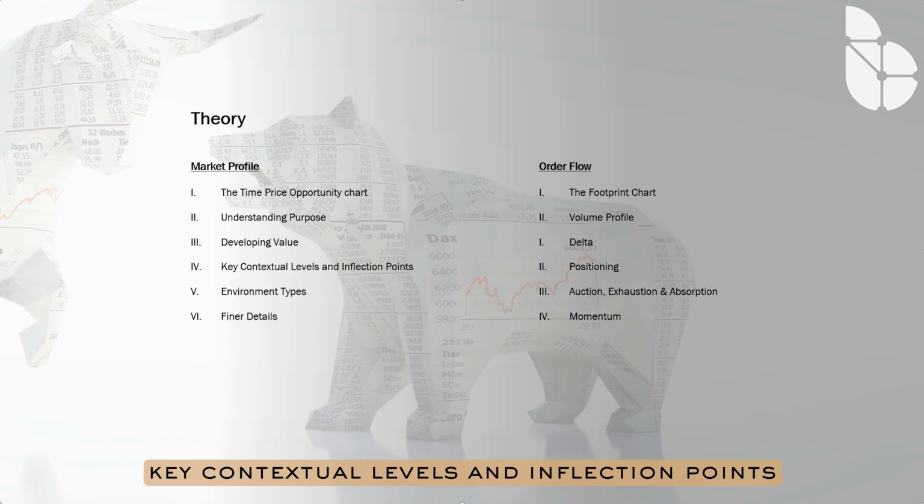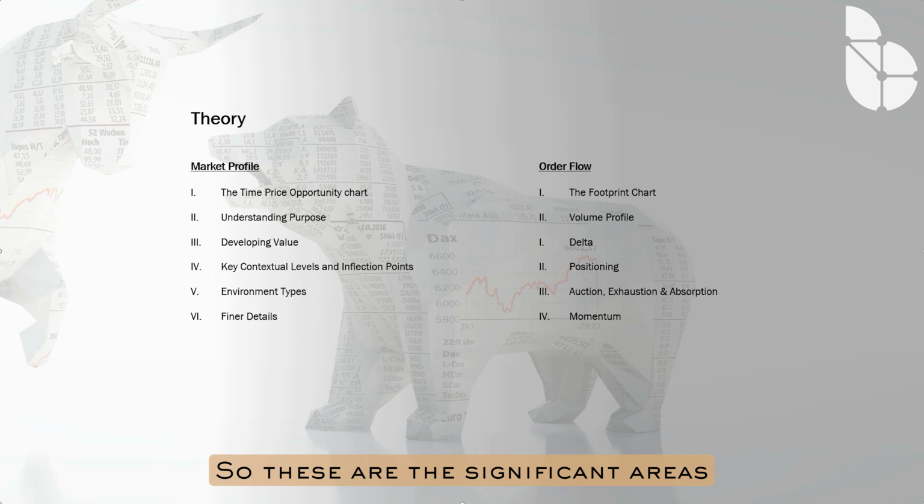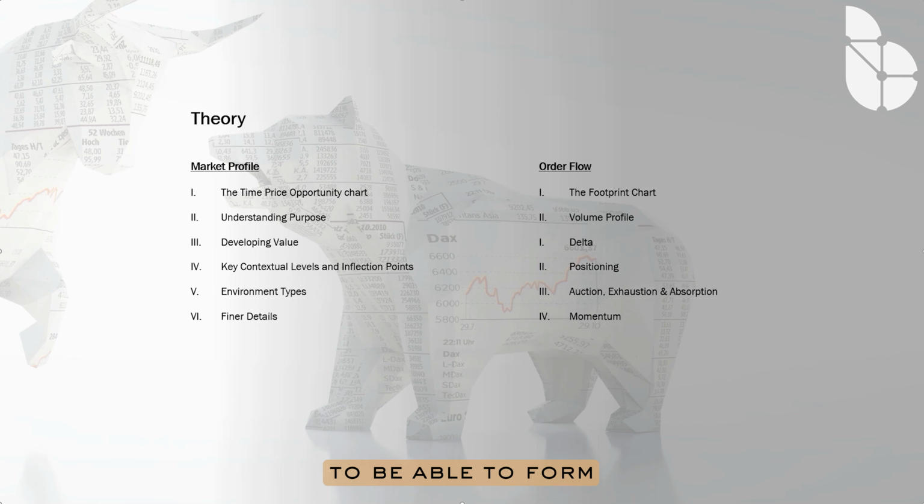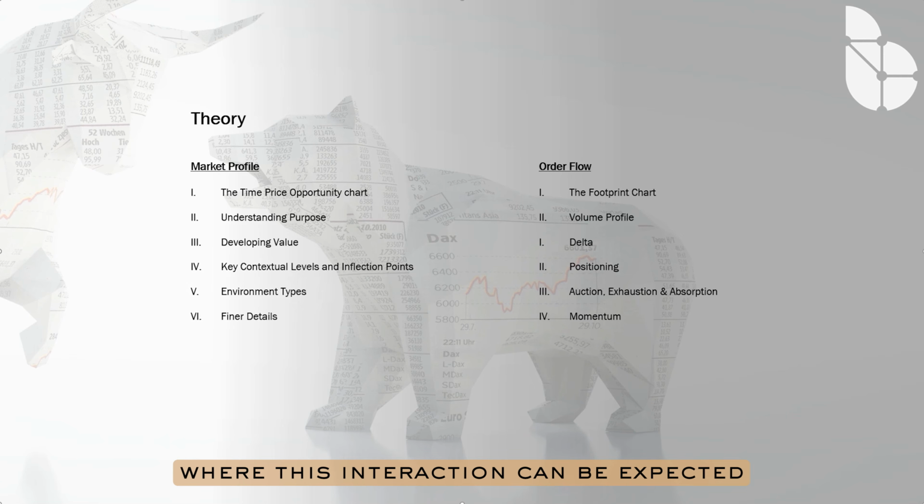And we're going to talk about key contextual levels and inflection points. So these are the significant areas within market structure. And we don't only need to look at things like weekly closes and daily closes and areas on the candlestick chart to be able to form some type of idea as to where these levels exist, where this interaction can be expected. And we're going to be talking about environment types. And lastly, the finer details of market profile, some of the things that are a little bit less frequently talked about, things like anomalies and inefficiencies and so forth.